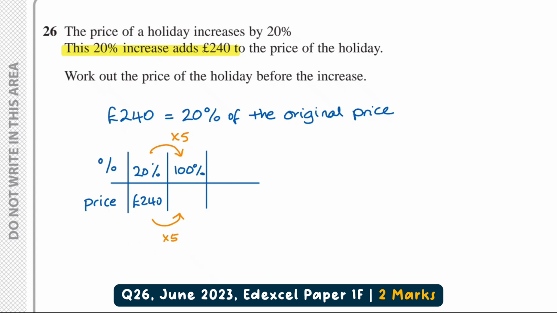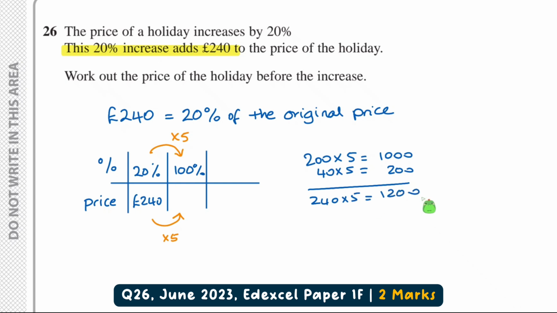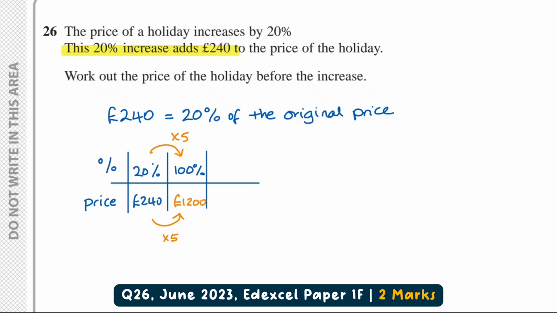You can use whichever method you like for this multiplication, but I'm going to use partitioning. So I know 200 times 5 is 1000. And I know 40 times 5 is 200, which means 240 times 5 will be 1,200. So that means 100%, or the original amount, was £1,200.